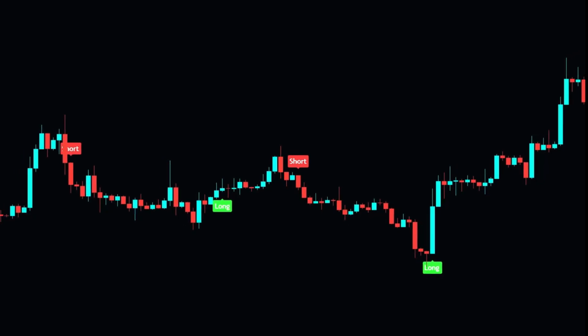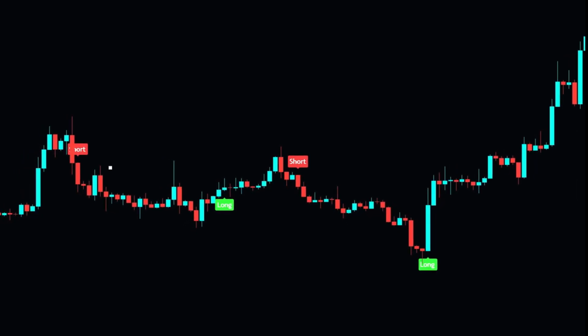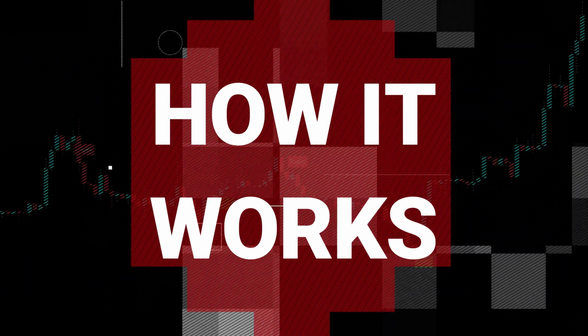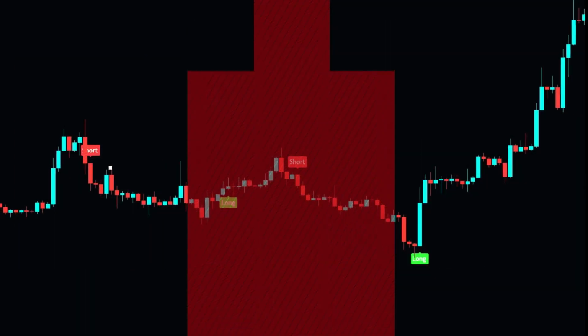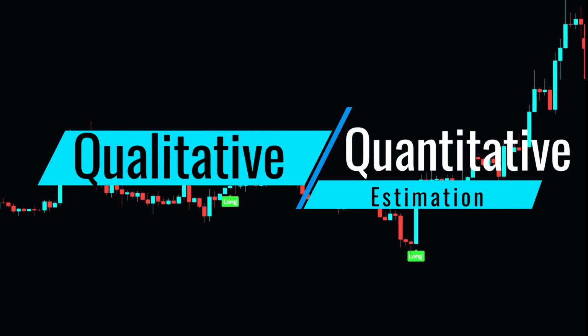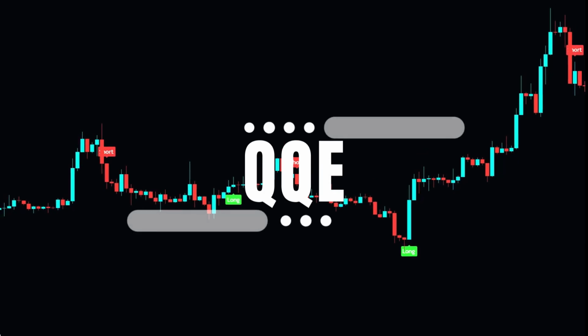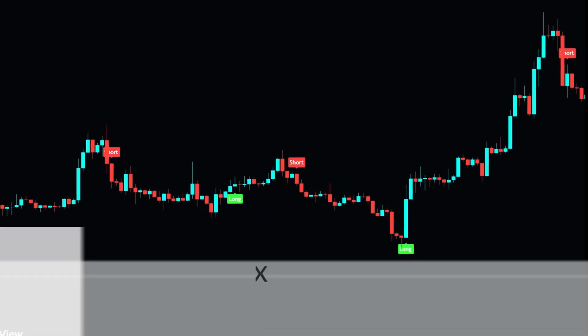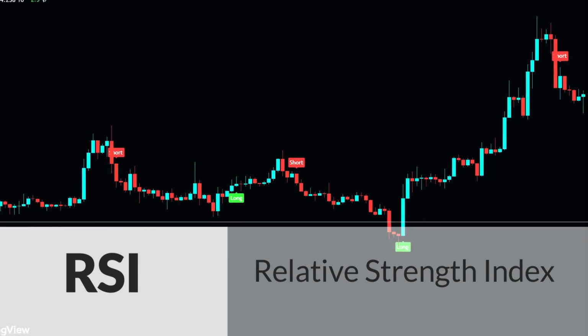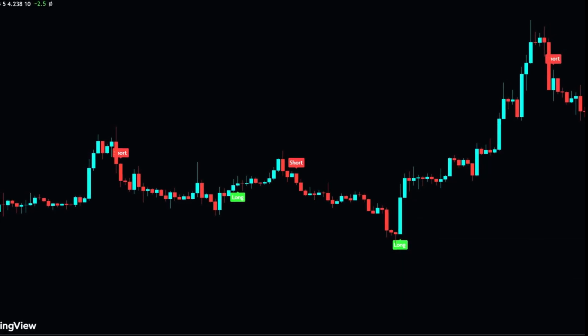Okay, so now that we have the QQE signal on our chart, let's talk about what it exactly does. This indicator generates long and short signals based on the underlying quantitative qualitative estimation, or QQE. Now the QQE itself is built on the Relative Strength Index, or RSI, which many of you are probably familiar with. But here's the key difference.